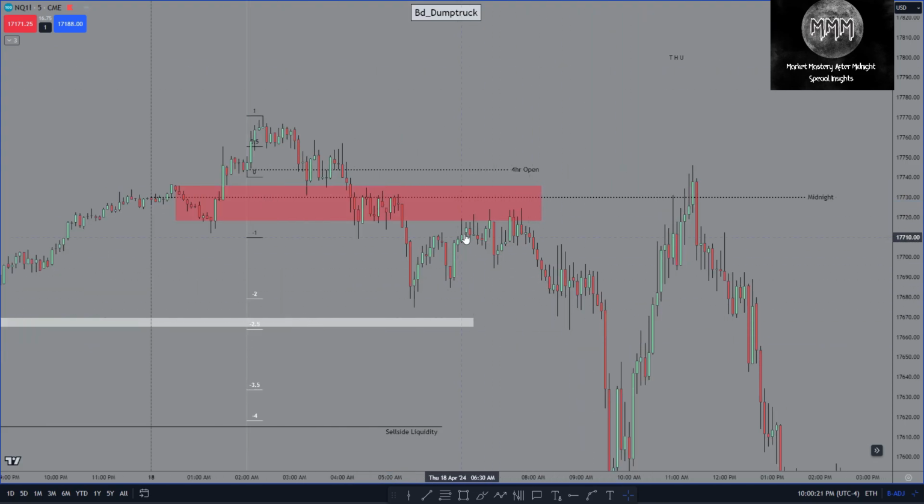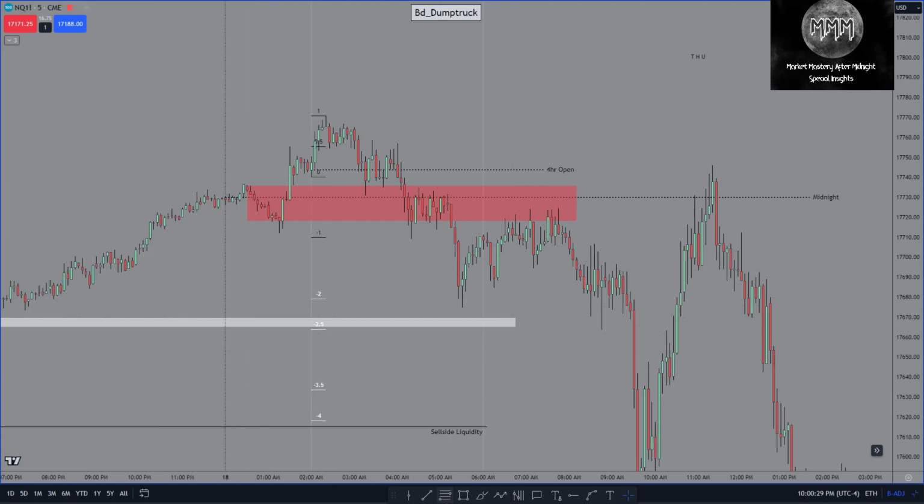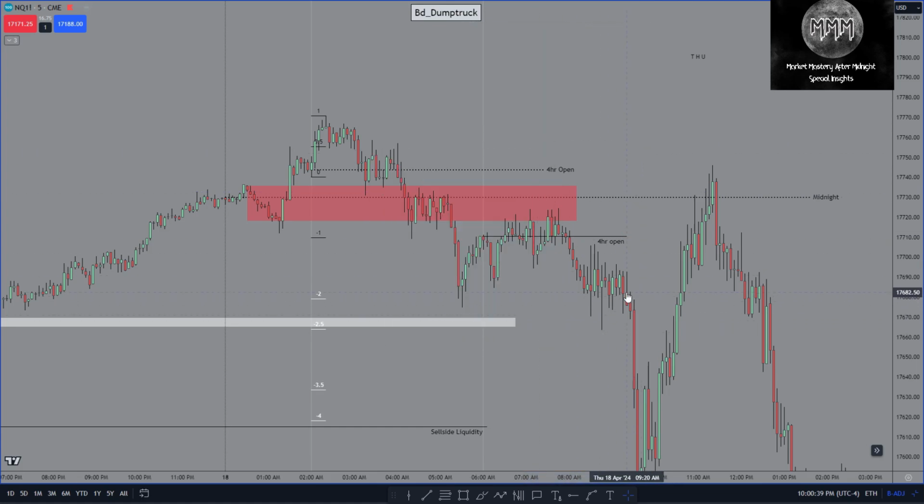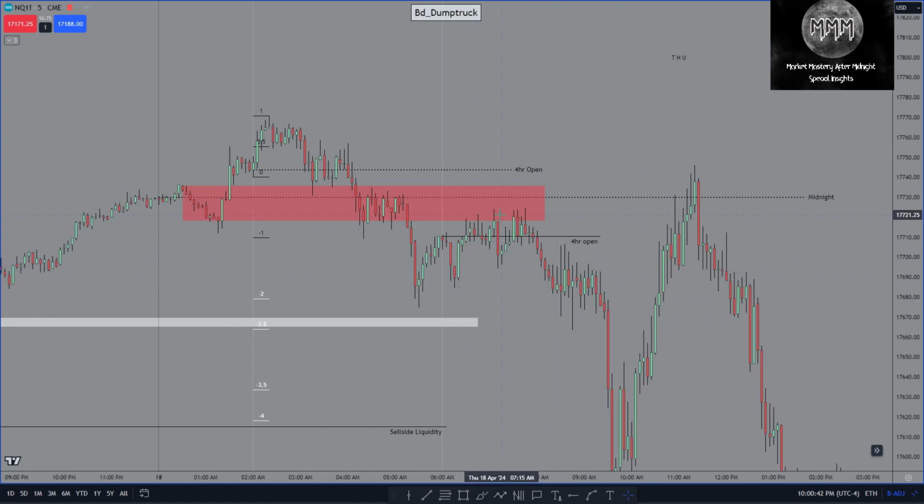And not to mention, what else is happening here? This is actually a new 4-hour candle. Okay, so we have a new 4-hour power of 3 in play here. So right here, once again, a new 4-hour open. Okay, and so once again, we see the move up.